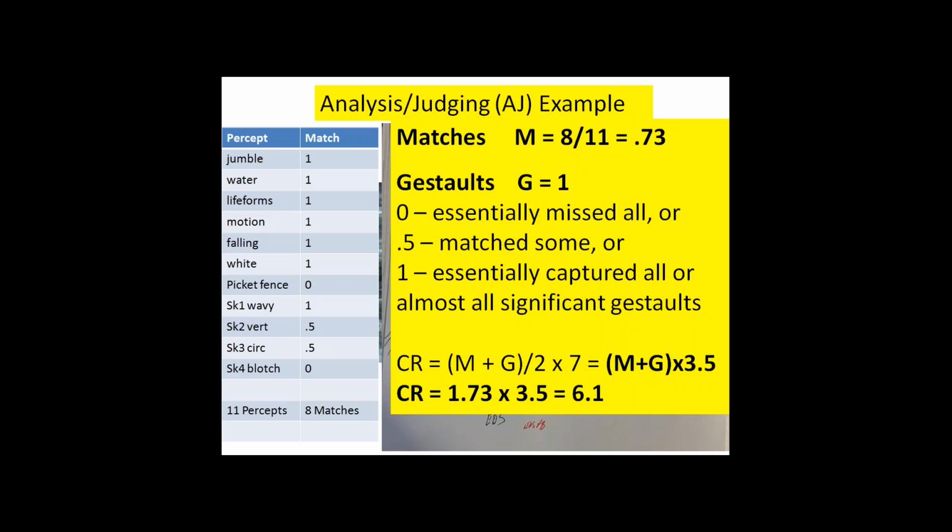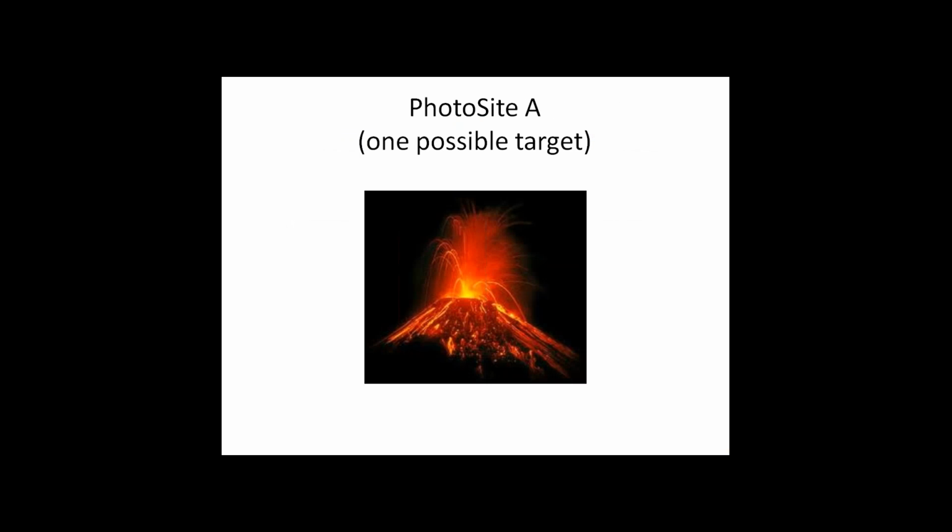There's the equation again. Confidence ranking is M plus G times 3.5. Anybody having any problem with this?